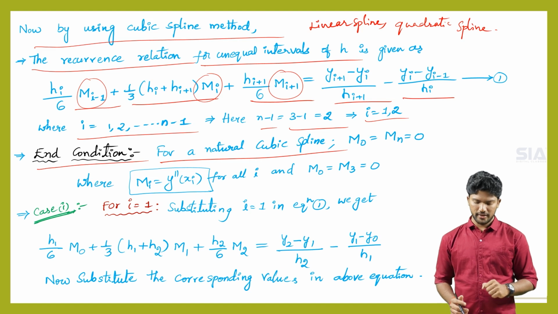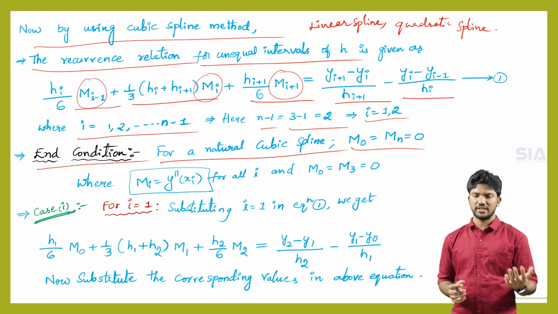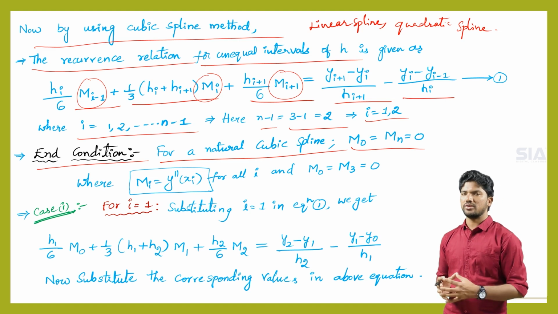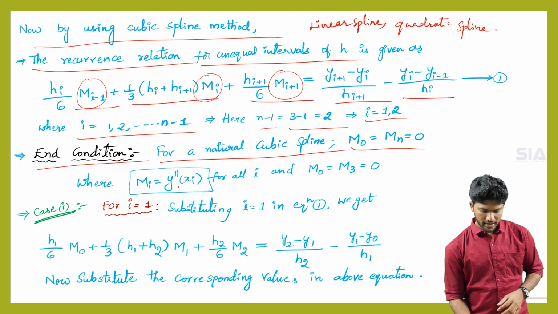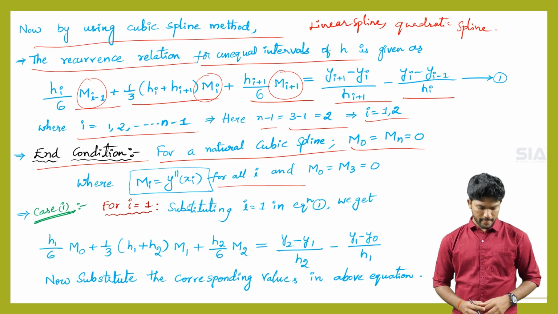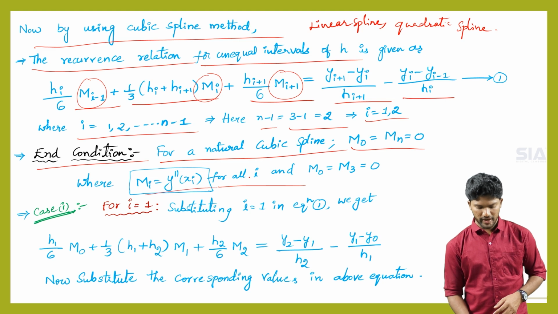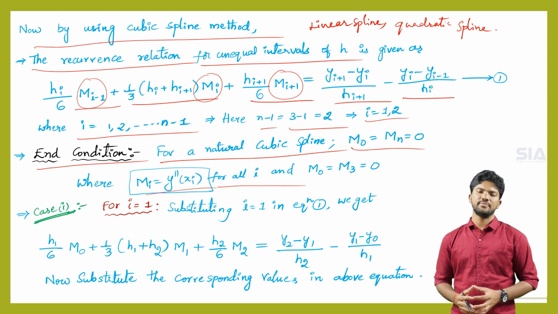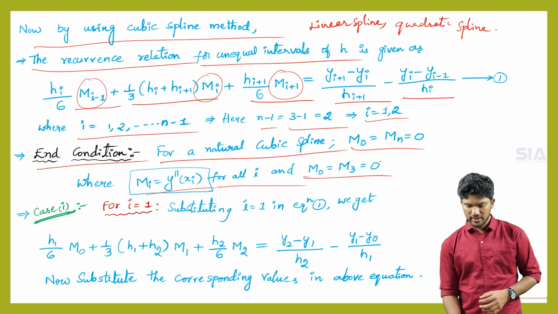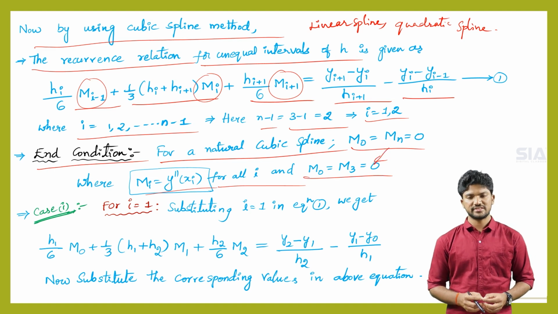For the natural cubic spline, m suffix 0 = m suffix n = 0. That is, if you substitute i is equal to 0 in m suffix i and i is equal to n, that value will become 0. And what is that m suffix i? It is the double derivative of the given function, m suffix i is equal to y double dash of x suffix i for all i. According to that equation you can get that m suffix 0 is equal to m suffix 3 is equal to 0.